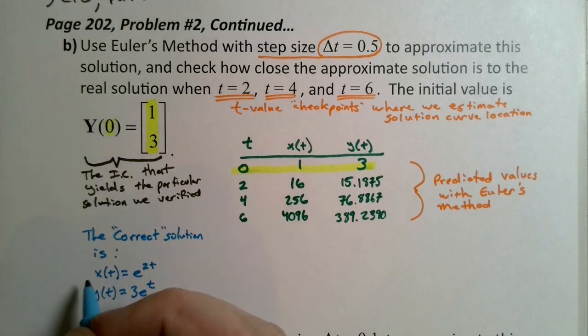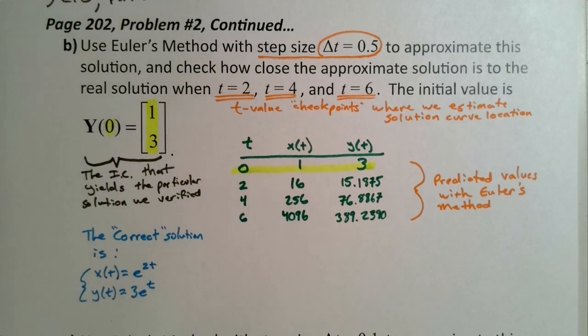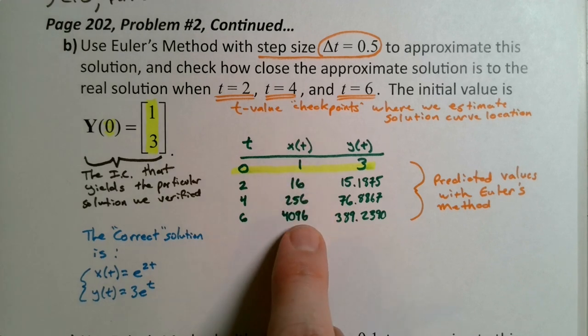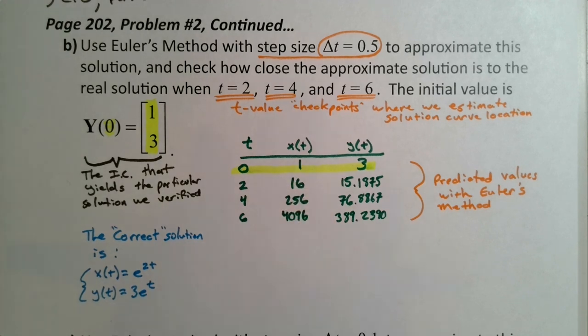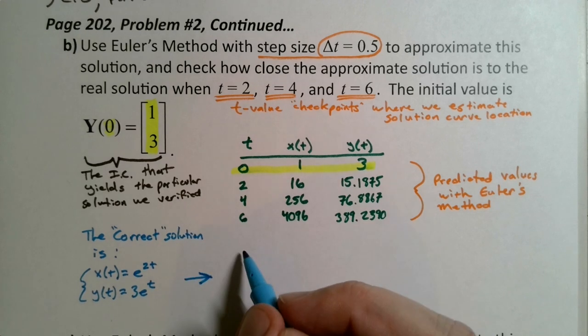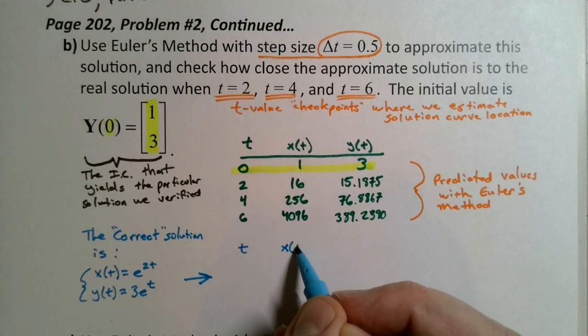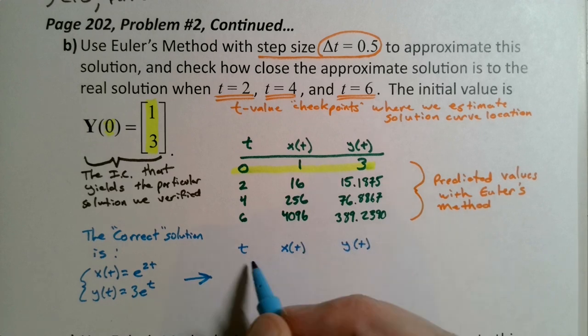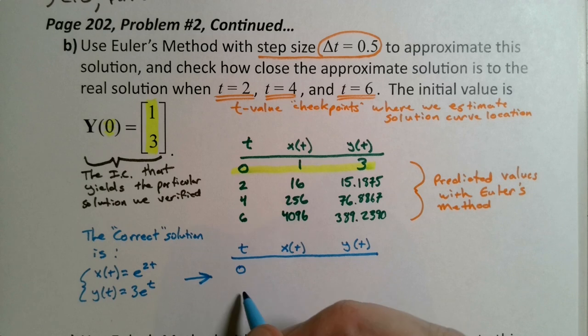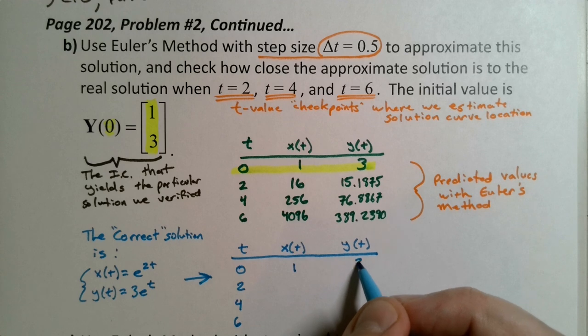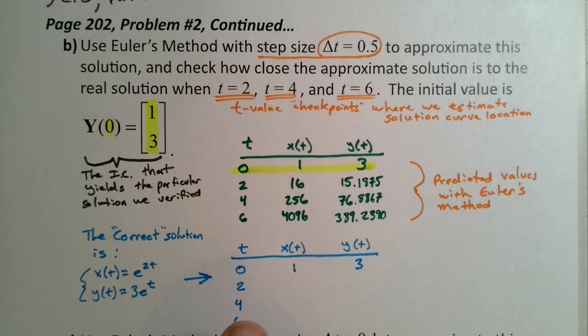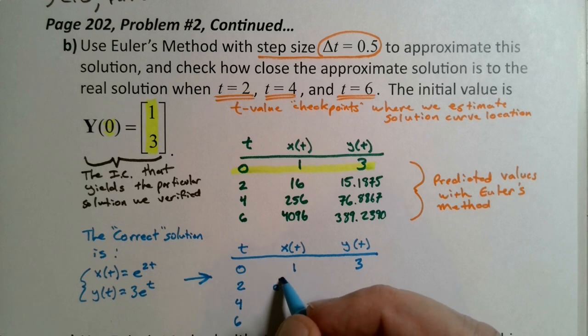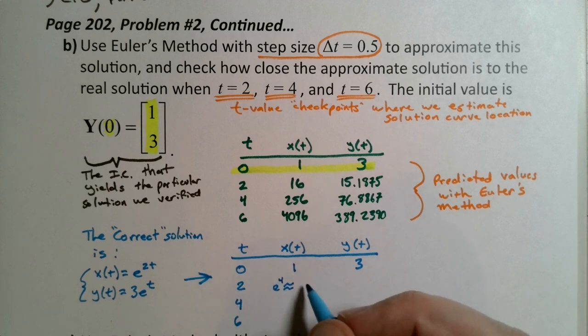Now you might look at this and go, okay, well that's the right answer. Will it predict the exact same values, or will they be close? Well, let's find out. Let's see what it predicts for x of t and y of t for the same t values. So remember 0, 2, 4, and 6. Our first row is going to look exactly the same because that's our initial condition. But our second row, for the x value, is going to be e to the 4th power, so e to the 2 times 2. e to the 4th power is roughly 54.6.